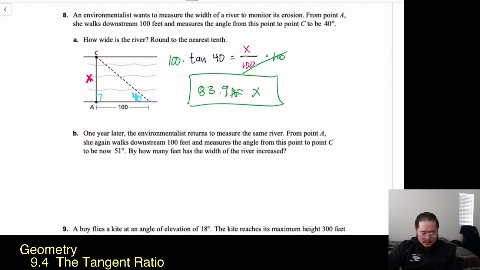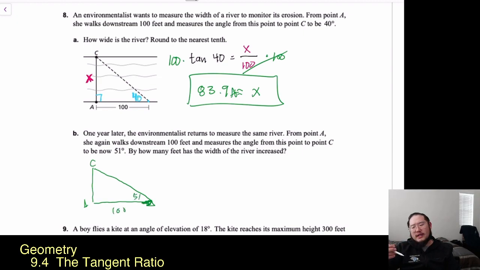It says, 1 year later, the environmentalist returns, same river. She walks downstream, and then this time point C happens to be a little bit different. Right, so we have A, we have C, we've got this point, but this time they're saying that from point C to over here, this happens to be 51 degrees. Right, she still goes down 100 feet. So that right there ends up changing the angle.